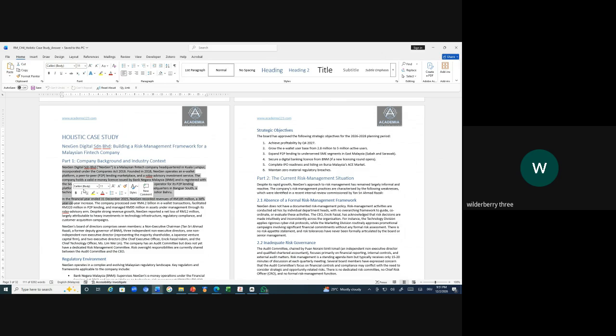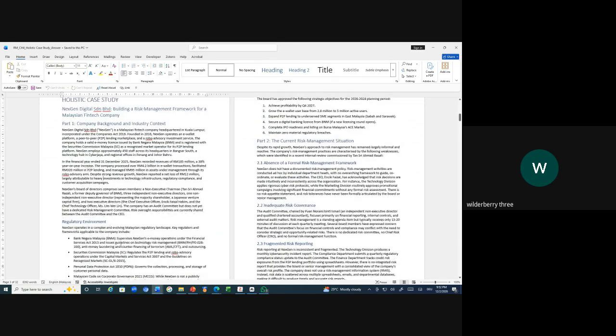Although they are not that much regulated. Here we need also more regulation. So you have the background. You see here, Bank Negara supervises operations. There is the Financial Services Act, the Anti-Money Laundering Act. But the regulations are not so tight. The Securities Commission is regulating peer-to-peer lending and robo-advisory.